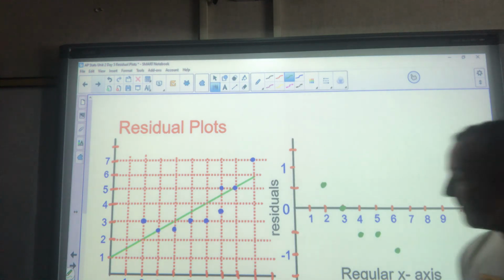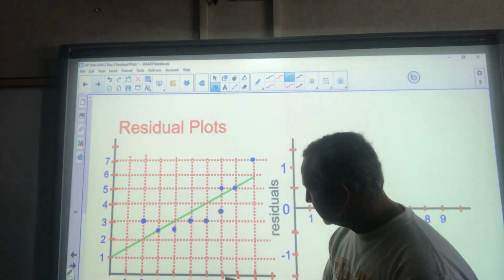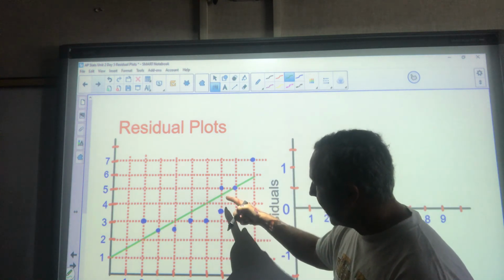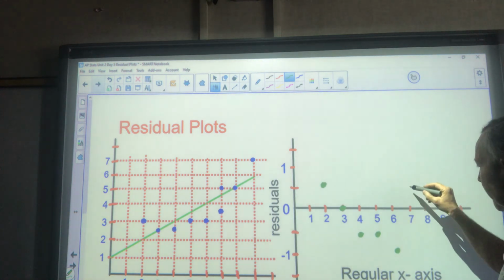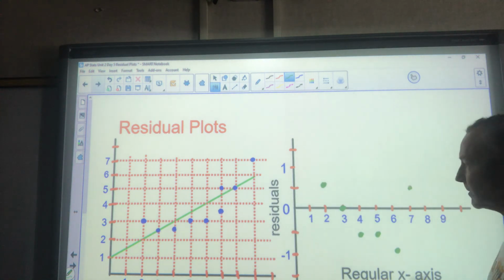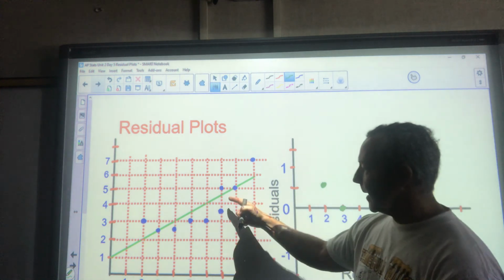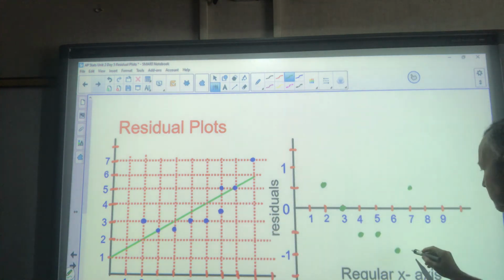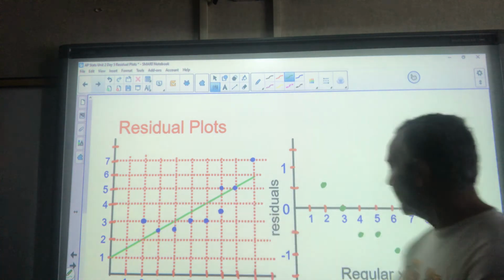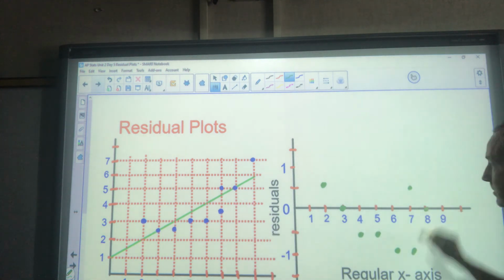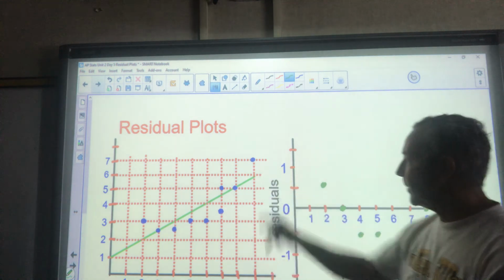When x is 7, we have 2 points. We have 1 that's plus a half, and we have 1 that is down at negative 1. It's okay, we had 2 different points with the same x-value, and that happens all the time. At 8, we have a residual of 0. And at 9, we have 1 at plus 1.